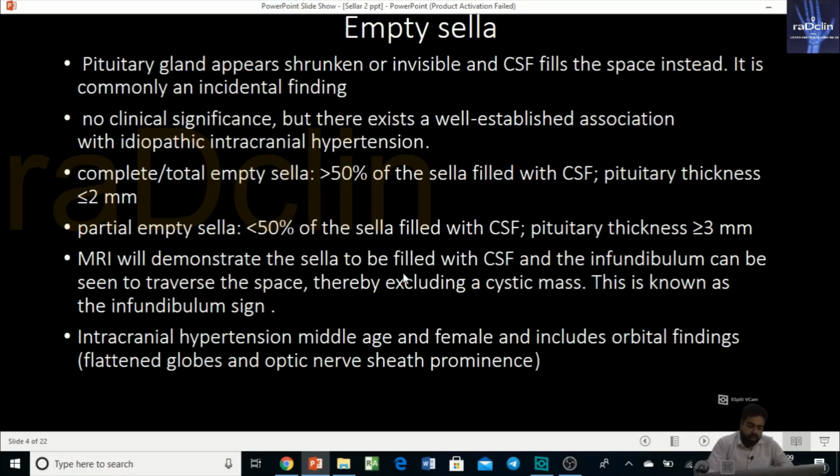It means that the normal pituitary gland is compressed, because we can see the stalk traversing through it. There is no displacement, so this is important. This is known as the infundibulum sign. Now, we also have to rule out features of intracranial hypertension, although we'll discuss that in another video. Intracranial hypertension most commonly correlates with middle-aged females, and includes coexisting orbital findings, that is flattened globes and optic nerve sheath prominence.